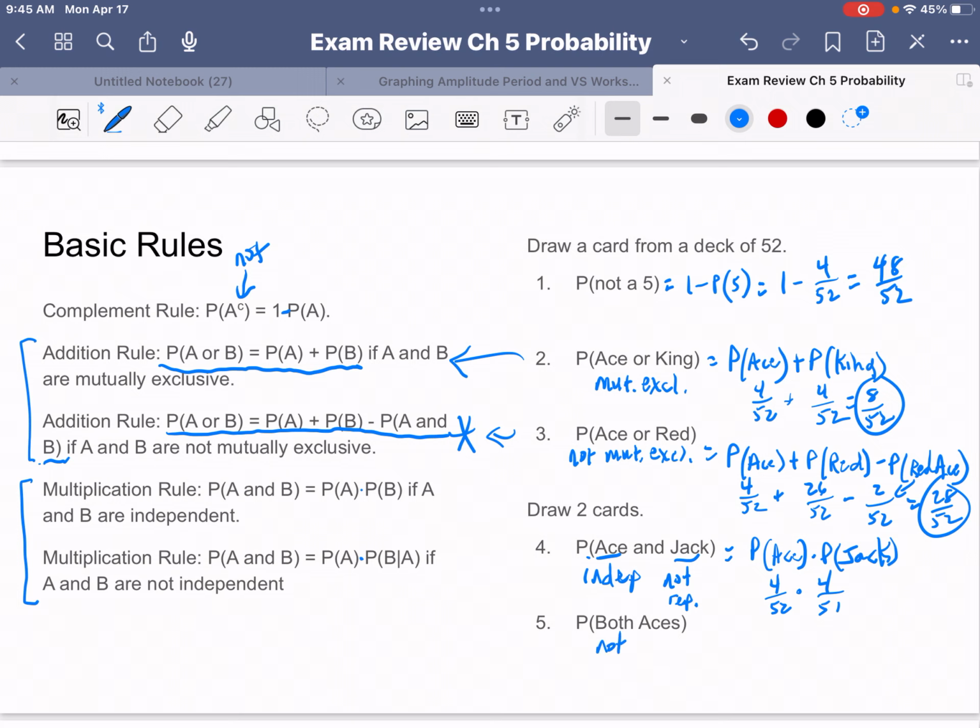What is the probability that both are aces? Well, those two things are not independent because the outcome of the first draw being an ace has an effect on the second draw. So that would be equal to the probability of ace multiplied by the probability of ace given ace. Basically what this means is, given that the first was an ace, what's the probability that the second was an ace? That would be 4 over 52 times 3 over 51. Okay. All right.